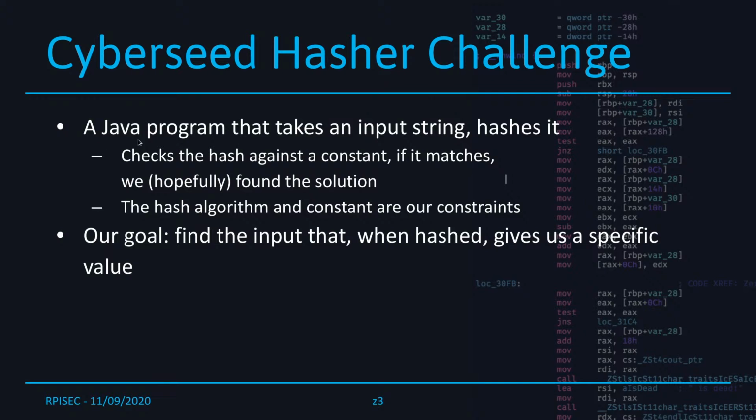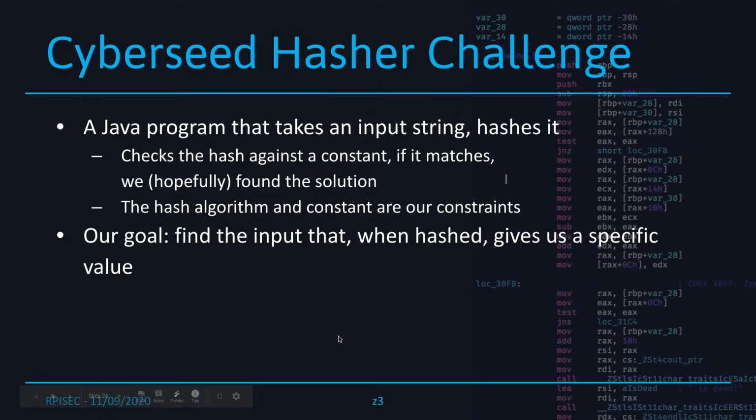So this is a Java program. It takes an input string and then it hashes it. Well, it's not a proper hashing algorithm that you would see in the real world necessarily, but it is a good CTF challenge. And then it takes that hash and it compares it to a constant. And if it matches, then that means we did this right and we get a flag. However, if it doesn't match, then that's going to be a failure condition.